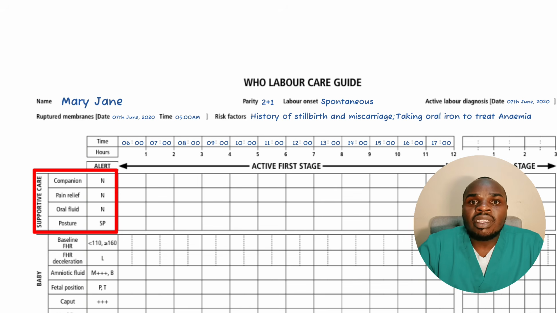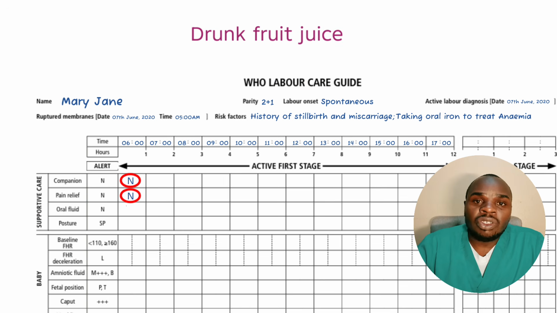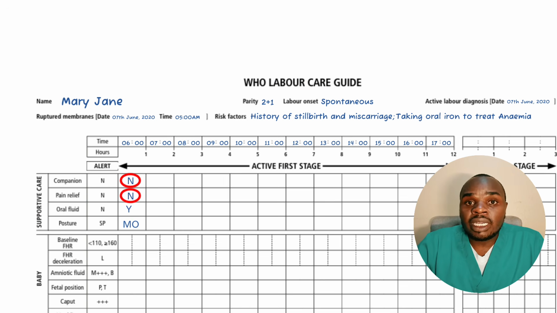Mary Jane received a general and clinical assessment and she has been admitted to the labor ward. She is monitored by the midwife on duty, but she is not accompanied by a relative or someone from her social network. She reports feeling significant pain due to the uterine contractions and requests pain relief. She drank a fruit juice and is walking. The midwife caring for and monitoring Mary Jane during labor offered her a companion of her choice. Mary Jane wanted to be accompanied by her sister.